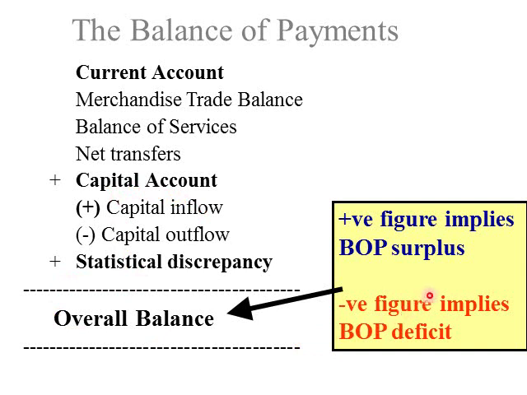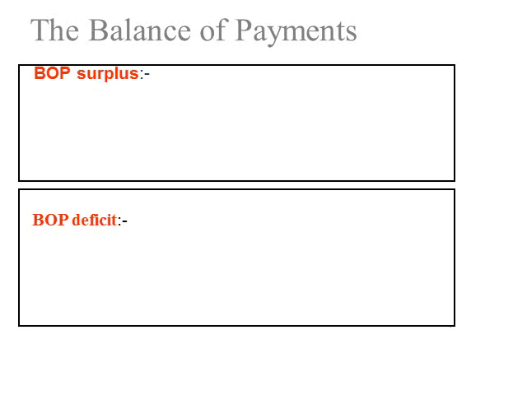Now, if it's a positive, that means there's a surplus. If a negative, that means there's a deficit. Now, this overall balance must be resolved at the end of the accounting period. It cannot be left dangling.